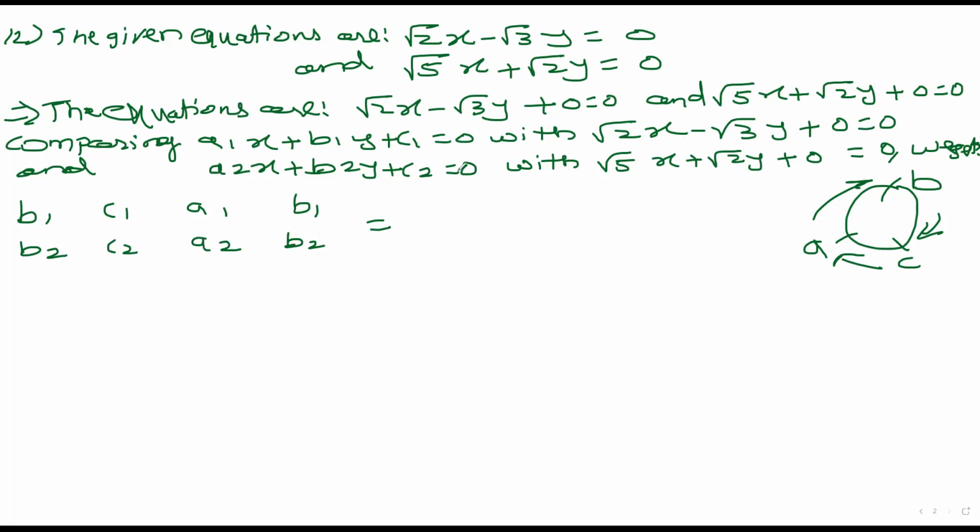Now tell me, what is B1? B1 is minus root 3. What is C1? 0. The constant term is not there, that means it is 0. What is A1? Root 2. And again, minus root 3. Similarly, what is B2? Root 2. What is C2? 0. What is A2? Root 5. And again, back to root 2. So here, we have to write the equations like this.